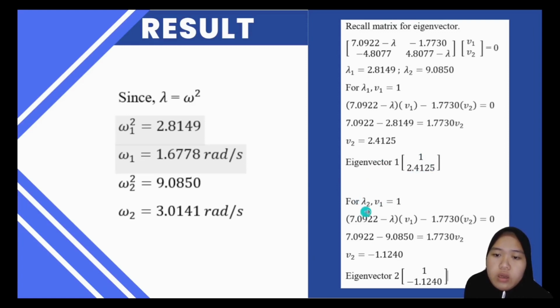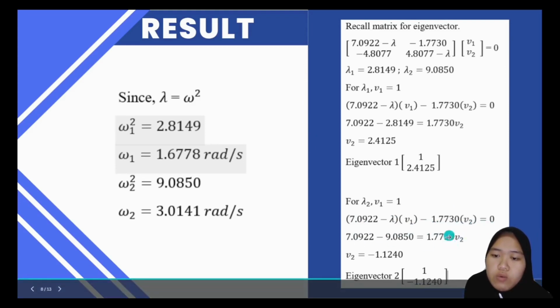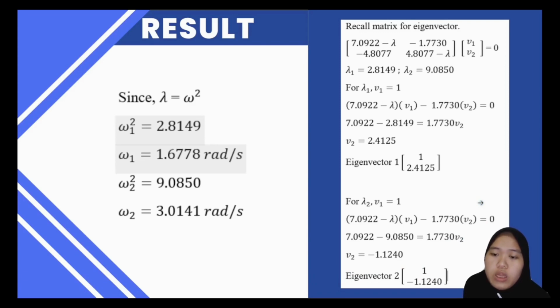Next, for lambda 2, eigenvector 2, we assume V1 also equal to 1. So 7.0922 minus lambda V1 minus 1.7730 V2. We rearrange it. We will get, for the V2, negative 1.1240. So for the eigenvector 2, we will get 1, negative 1.1240.